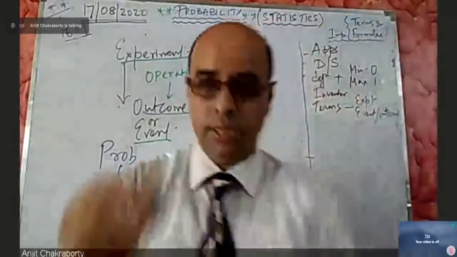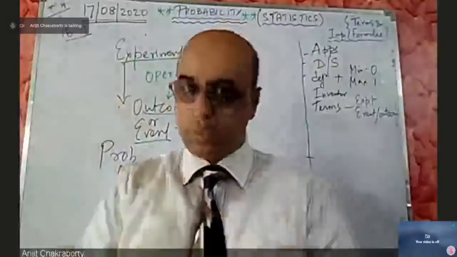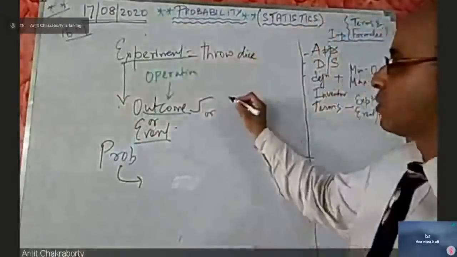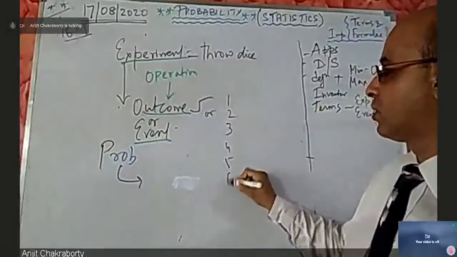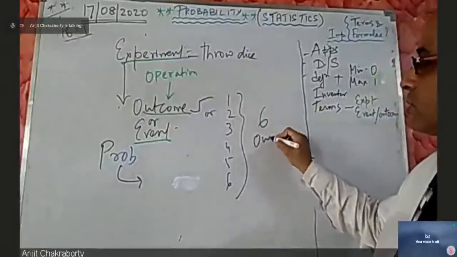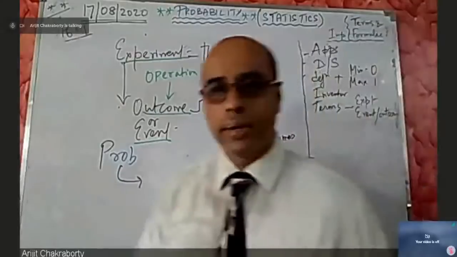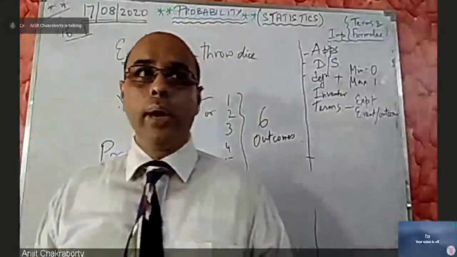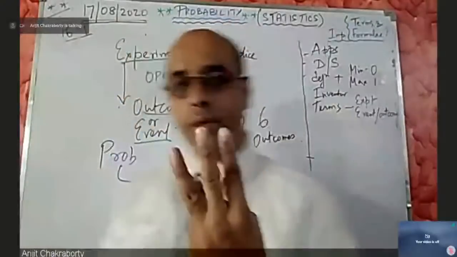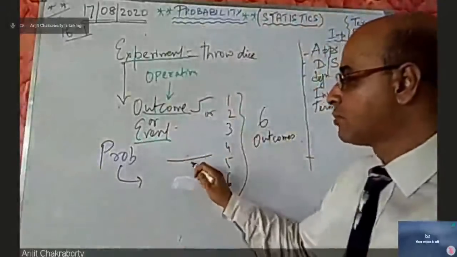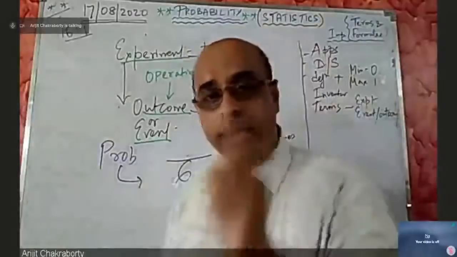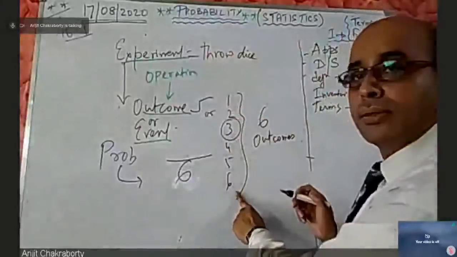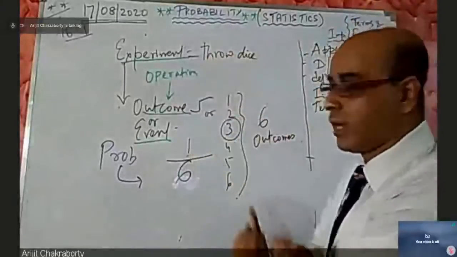In case of a dice, if you throw the dice, what are the possible outcomes? You can get 1, you can get 2, you can get 3, 4, 5 or 6. So you have 6 outcomes. If I ask you that if you throw a dice, what is the probability that you will get 3? That means I have how many outcomes? I have 6 outcomes, but I need 3. That means out of these 6, I only need 3. Therefore my probability is 1 by 6.